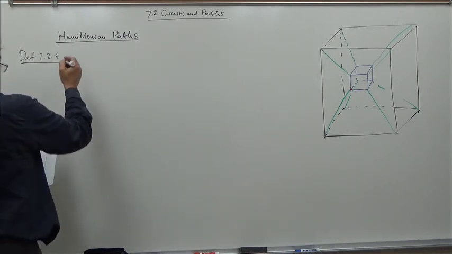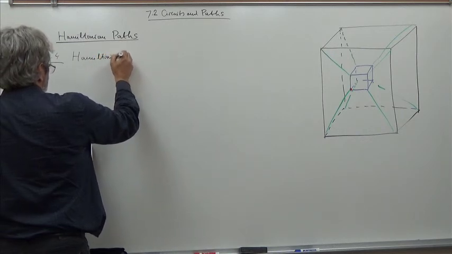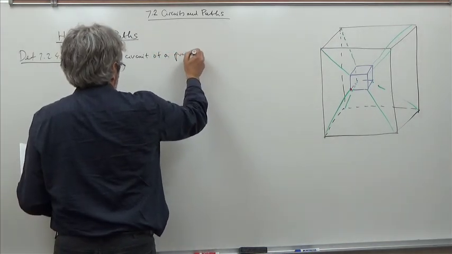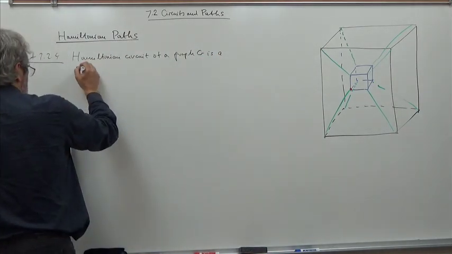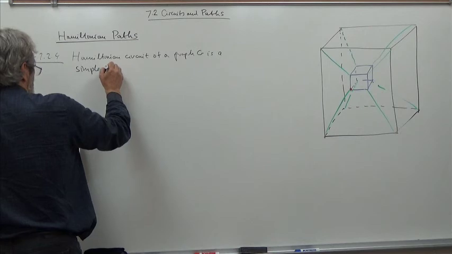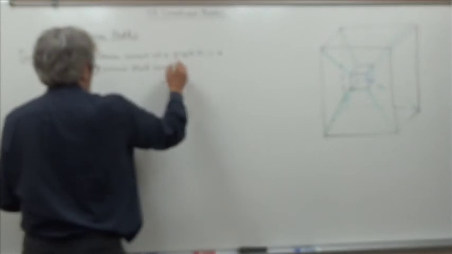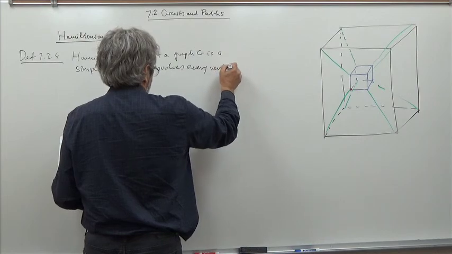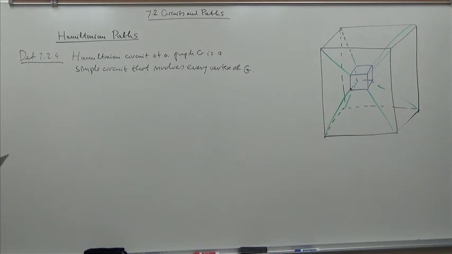says that a Hamiltonian circuit of a graph G is a simple circuit that involves every vertex of G. And we want to address a few issues.